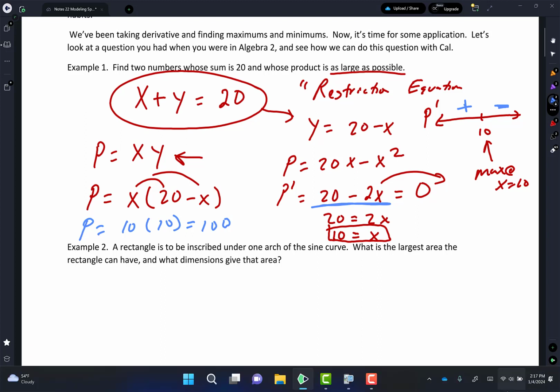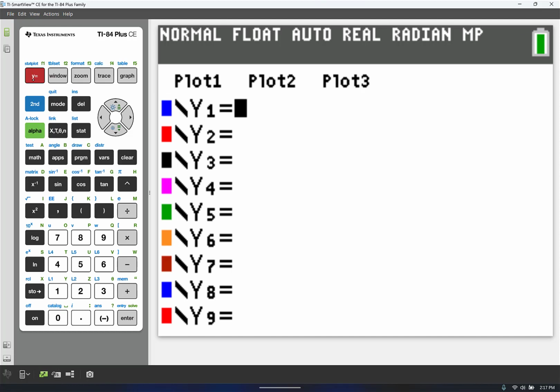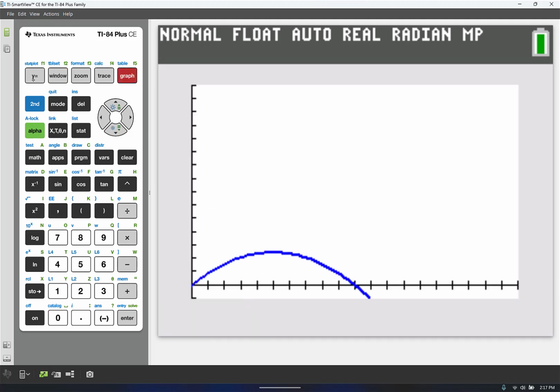When you were in algebra, you can probably do it with algebra. You can just go y equals, and then type x here, and then 10 minus x. I think we discussed this last time. And then window 0 to 20. Okay, yeah, graph. That sucks.